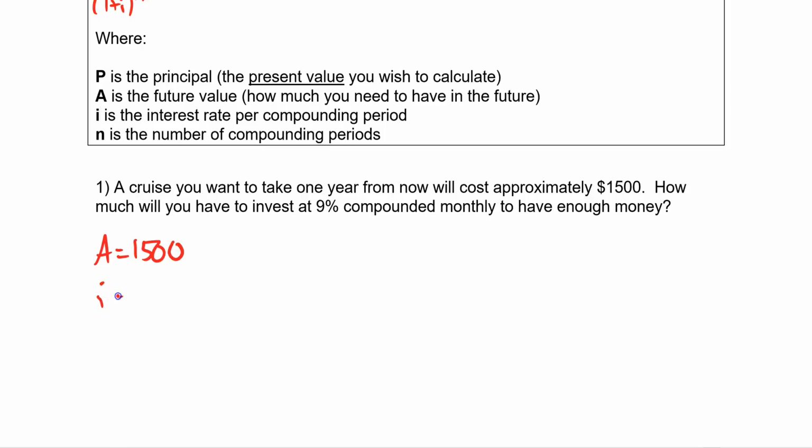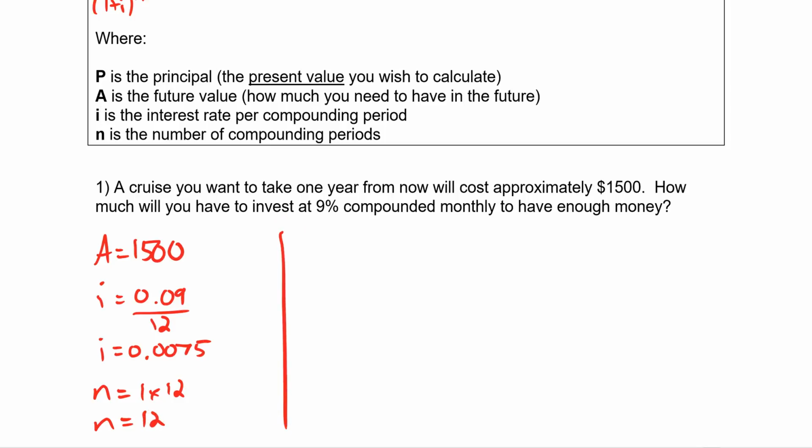Now, our interest rate is 9%, 0.09, but divide by 12 because it's monthly. So the i value is 0.0075. Now, n is the number of times you earn interest. Now, it is 1 year from now, and it's compounded monthly. So you'll be earning interest 12 times in total.